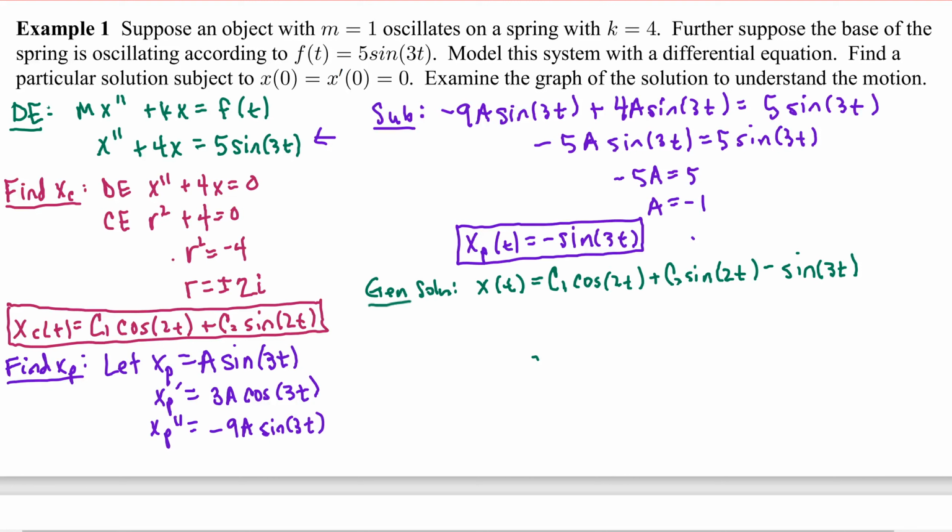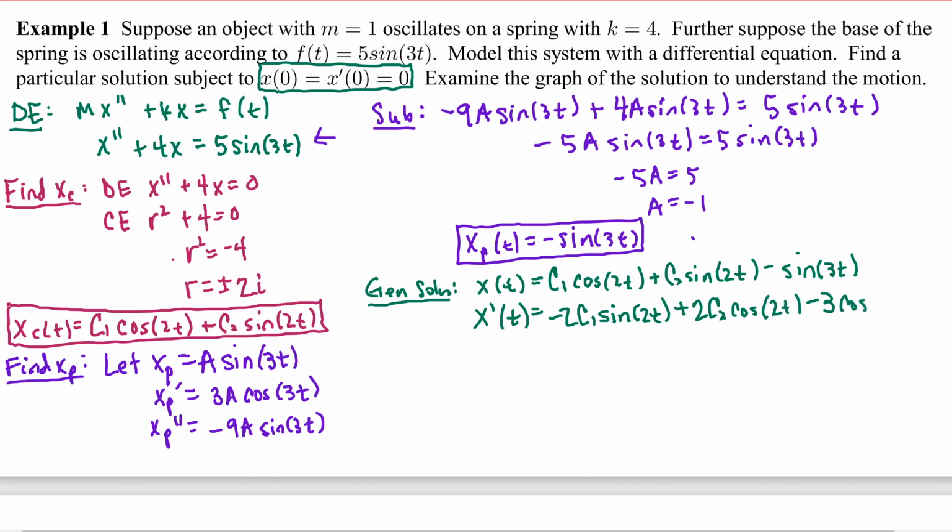Now, we're not going to stop with the general solution because if you'll recall, we were given a set of initial conditions. So let's go ahead while we're here and find the first derivative of x, so we'll be set up to plug in our initial conditions. Our first derivative looks like negative 2 c sub 1 sine of 2t plus 2 c sub 2 cosine of 2t minus 3 cosine of 3t.